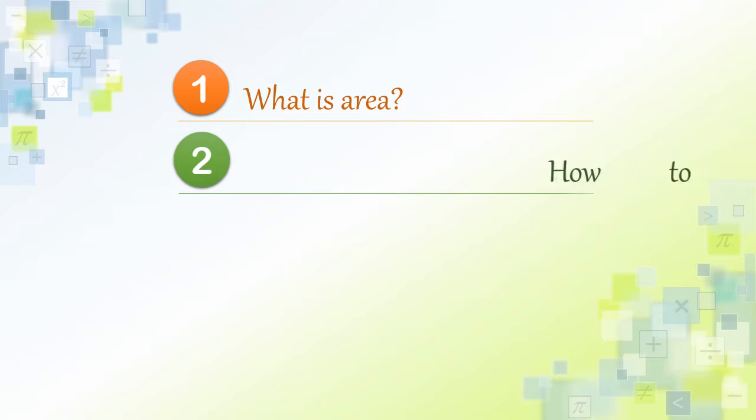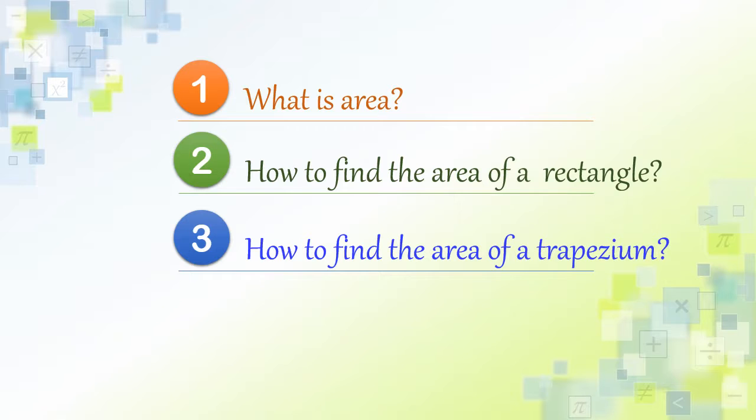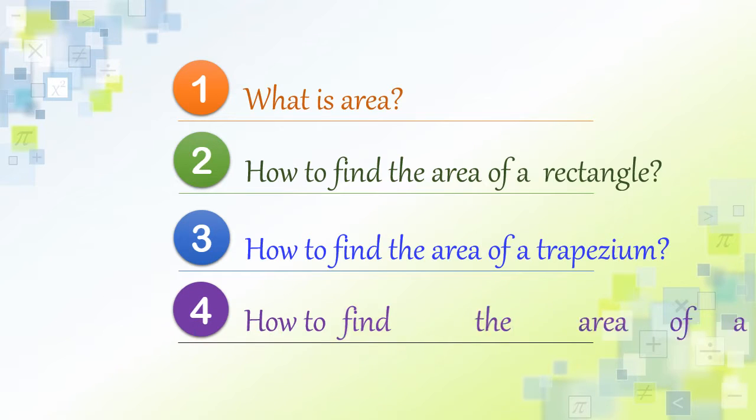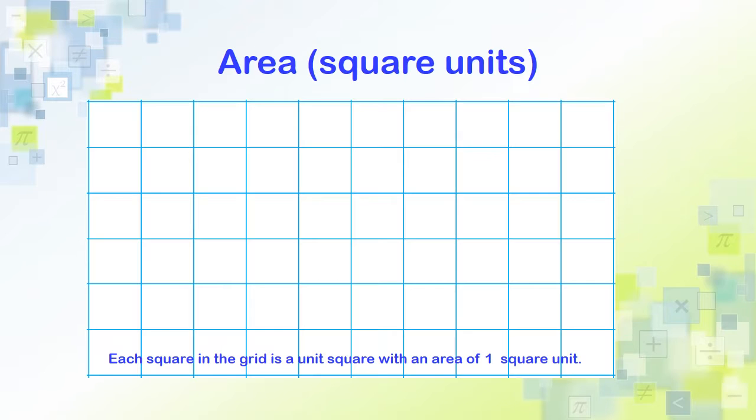So in this lesson, we're going to learn a couple of things. We're going to learn what is area, how to find the area of a rectangle, how to find the area of a trapezium, and how to find the area of a triangle. So first off, area is the number of square units that cover a two-dimensional figure or shape.